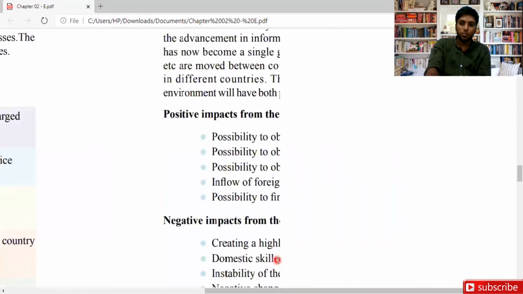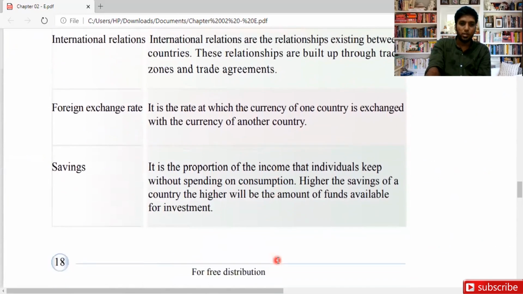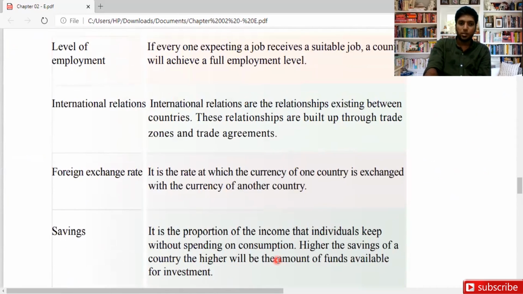Let's move on to the next part. I hope I explained almost everything. Yeah, there are a few more things when it comes to the economic environment. Let's move on to the next term.